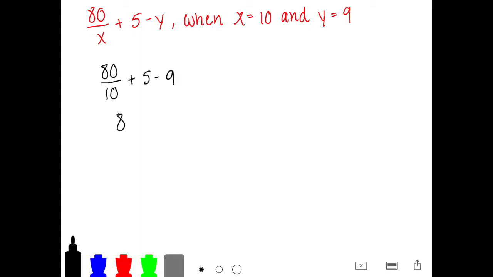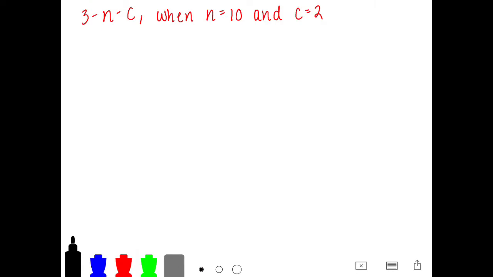Simplifying it further, we have 8 plus 5 minus 9. So when we add 8 plus 5, we get 13 minus 9, which is equal to 4.